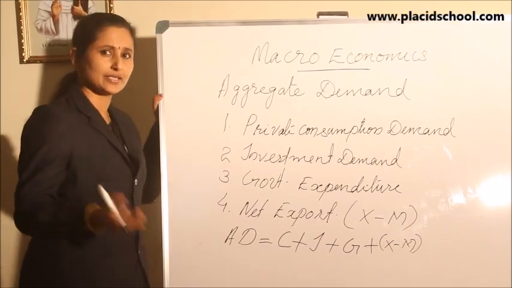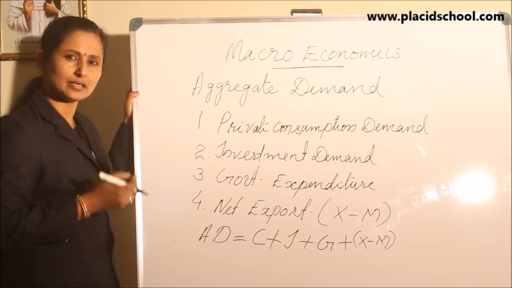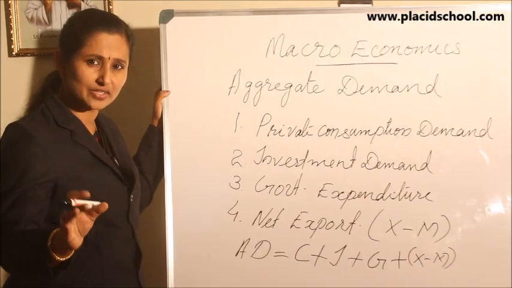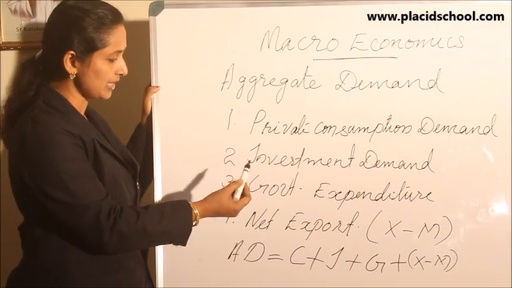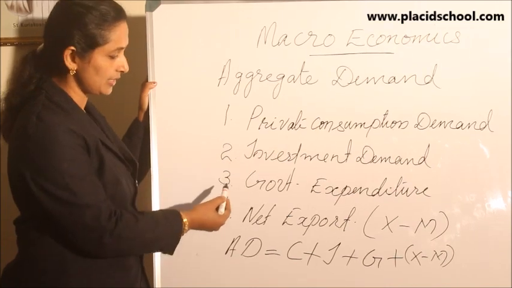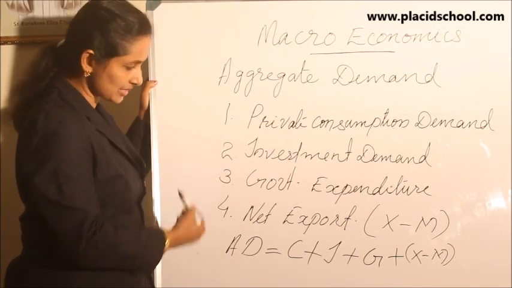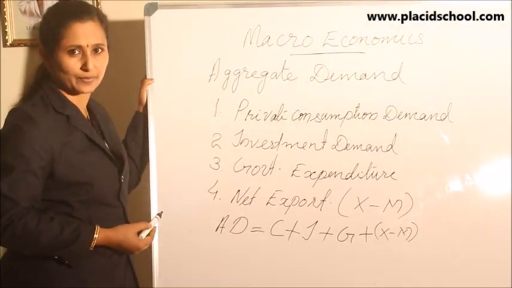So let us summarize. What you have learned now is the meaning of aggregate demand. It is the total money spent on the purchase of final goods and services. It is having four components. First one is private consumption demand, second investment demand, third one is government demand on final goods and services or government expenditure, fourth one is net export.